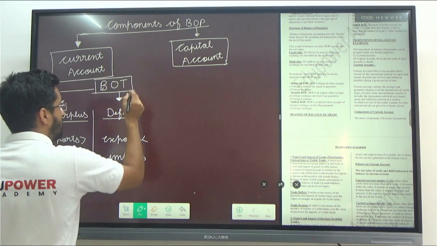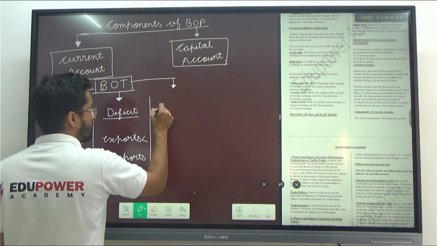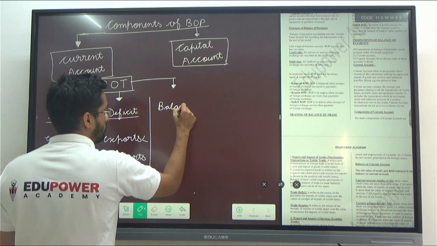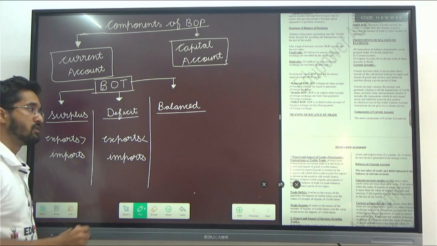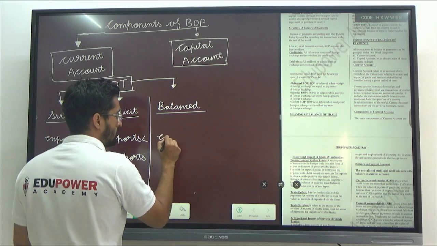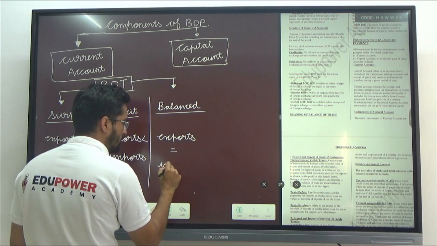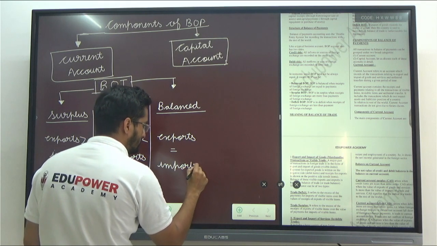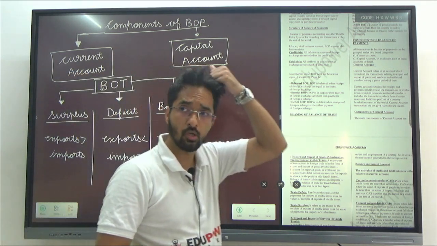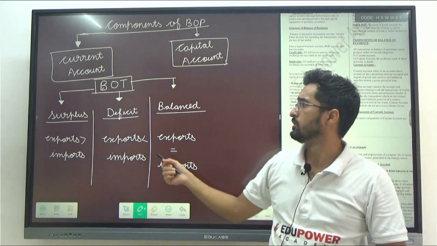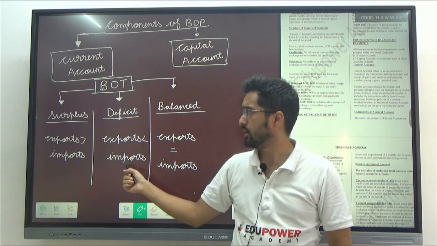Third case is the BOT balanced. In case of BOT balanced, we have balance between exports and imports. Here basically the amount of export is equal to the amount of import, but it rarely happens that the balance of trade is balanced. In case of India, usually the balance of trade is in a deficit. We are exporting less and importing more.